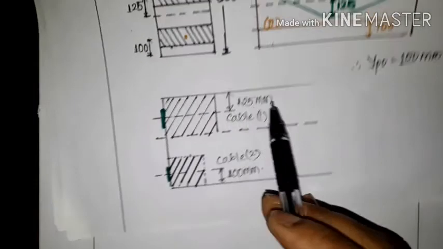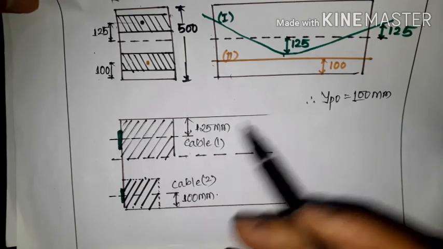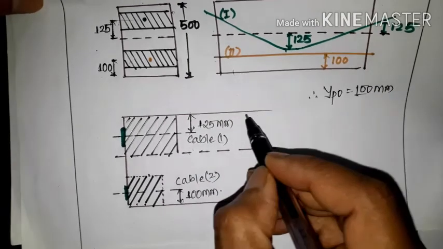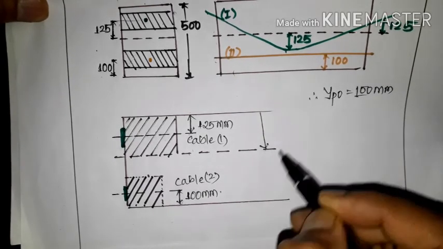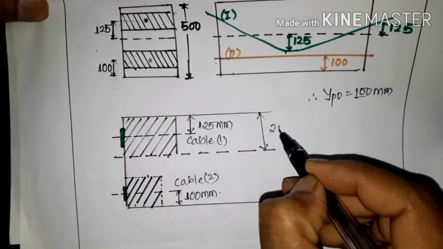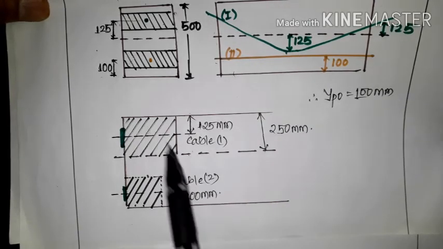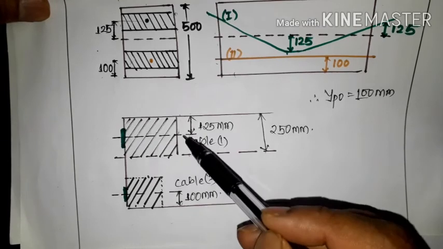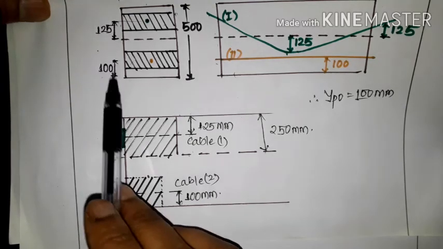Okay, this distance is 125 mm. So 125 plus 125, that is 250. Obviously, because the center line is also 250. This is also 250 because the depth of the section is 500 mm. Okay, so 125 plus 125, 250. And for cable 2 it is 100 mm.